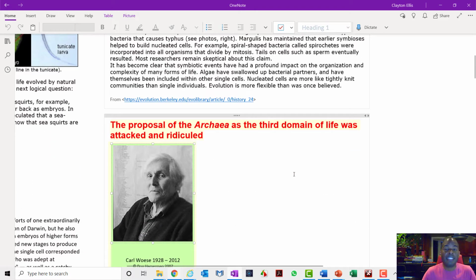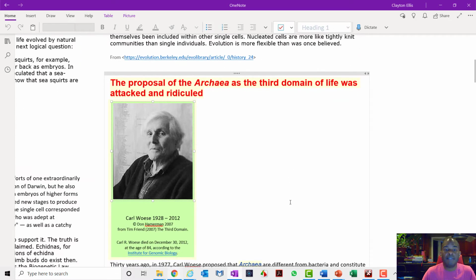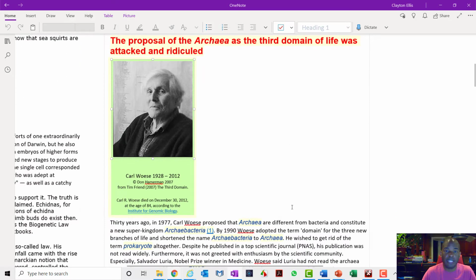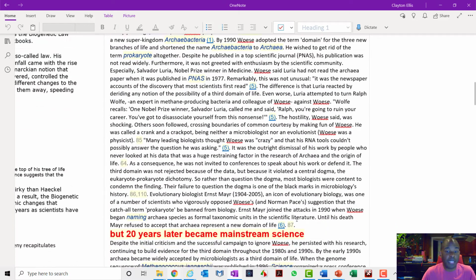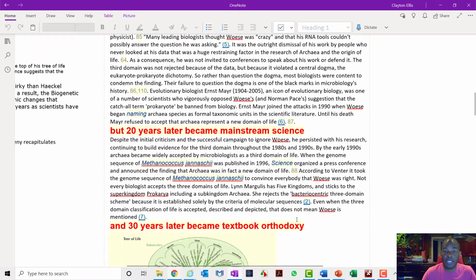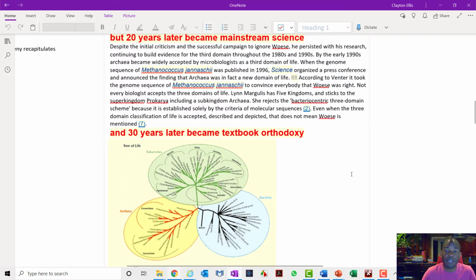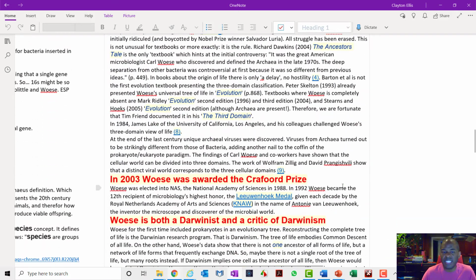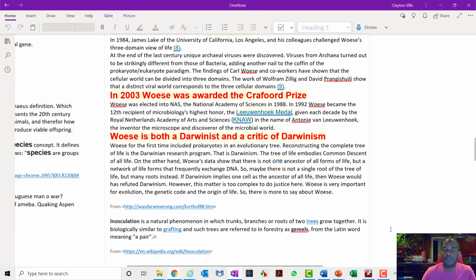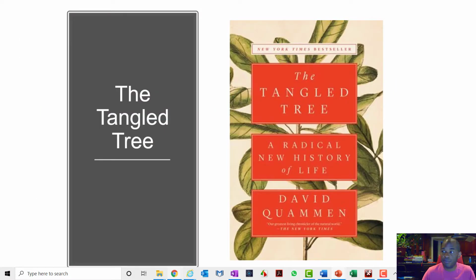And what's funny, as the scientific evidence came in and our technology got better and they're able to analyze the DNA, they found that the proposal that he put forward of the archaeans being a third domain was actually true. And about 20 years later, it became mainstream science. Everyone's like, oh, this is true, oh, this is true, oh, this is how it is. And then within 30 years, every textbook talks about the 3 domains of life. So it's an interesting story if you ever get a chance to read beyond what we do in the classroom.